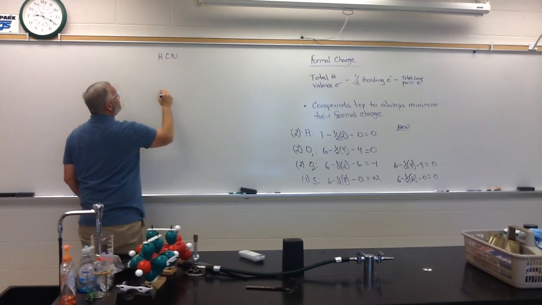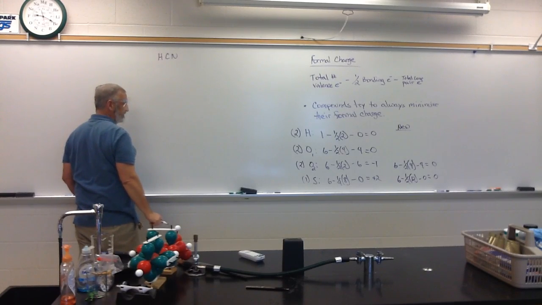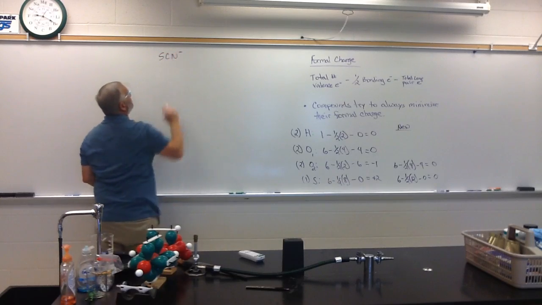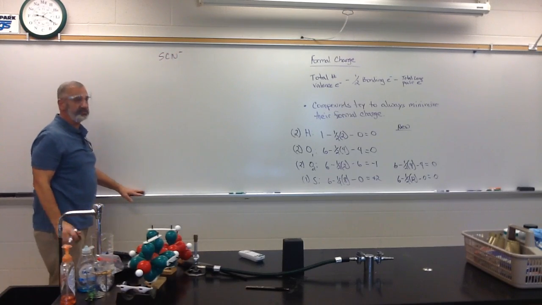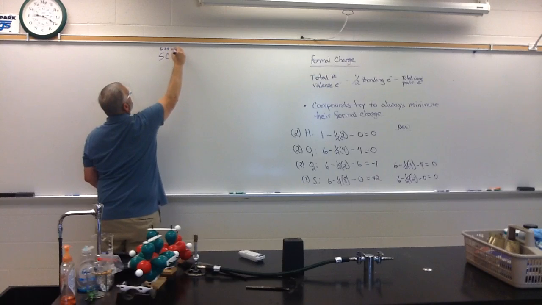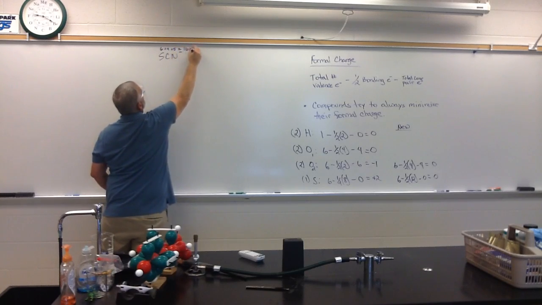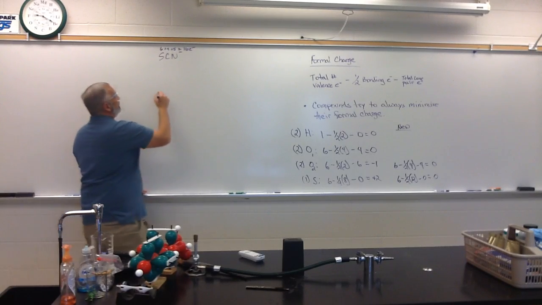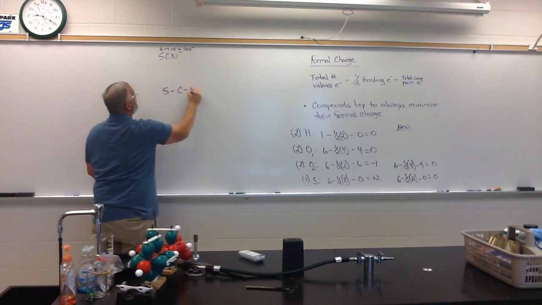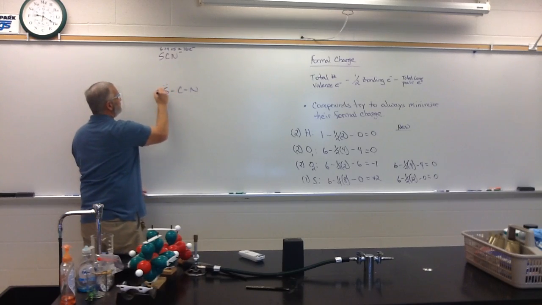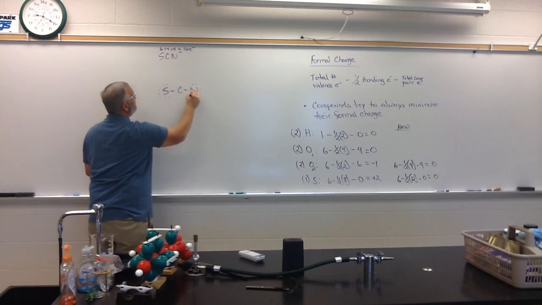When we do... is it HCN? Maybe it's SCN. SCN minus, the thiocyanate ion. When we count, we have 6 plus 4 plus 5 plus 1, so we get 16 electrons. Carbon's going to be in the center because it's got the fewest number of valence electrons, so it's SCN. 2, 4, 6, 8, 10, 12, 14, 16.